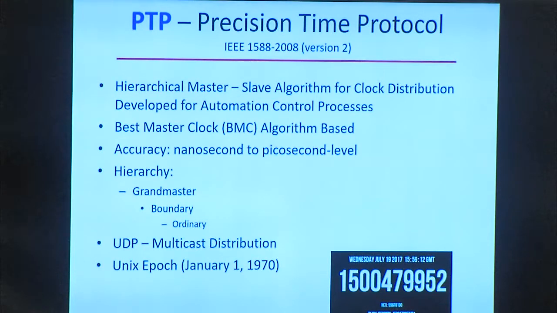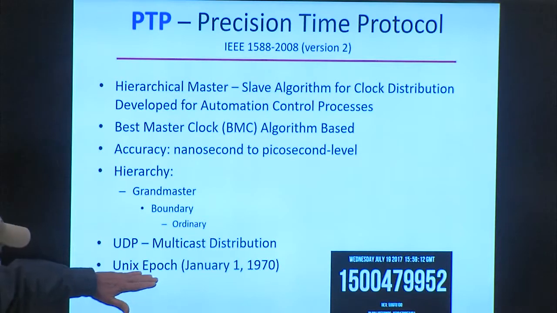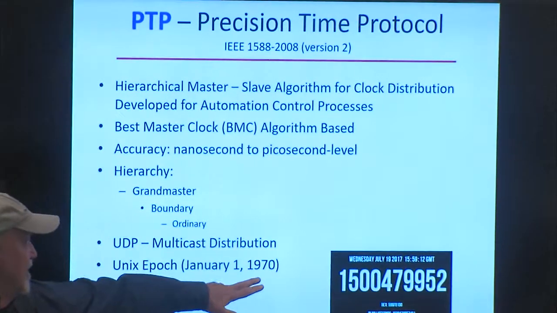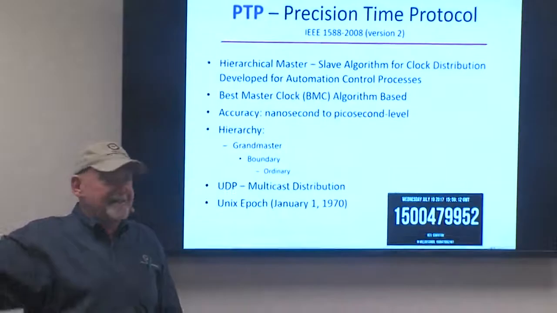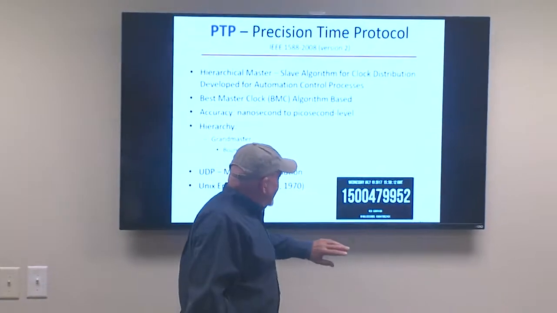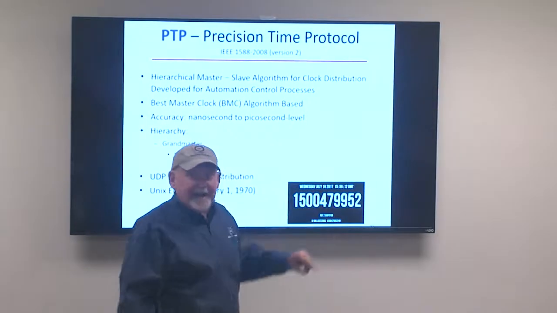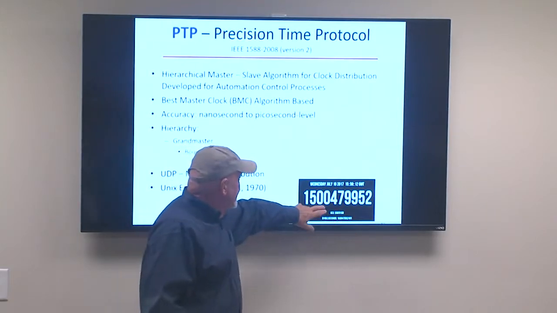It also uses what is called the Unix epoch, which, are you familiar with this term? Okay, it's a time standard developed back when the Unix operating system was developed. It uses a reference of January 1 of 1970. And basically, it's counting seconds. And when I put this slide together, it was done on July the 19th, because I try to refresh this kind of stuff in these slides.